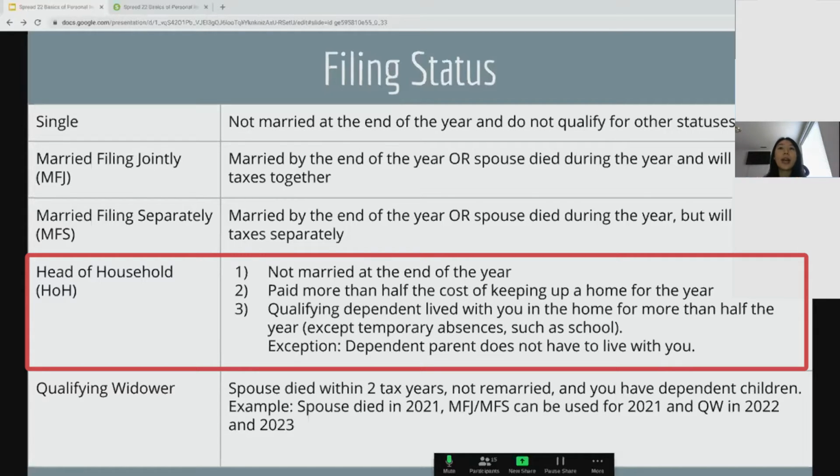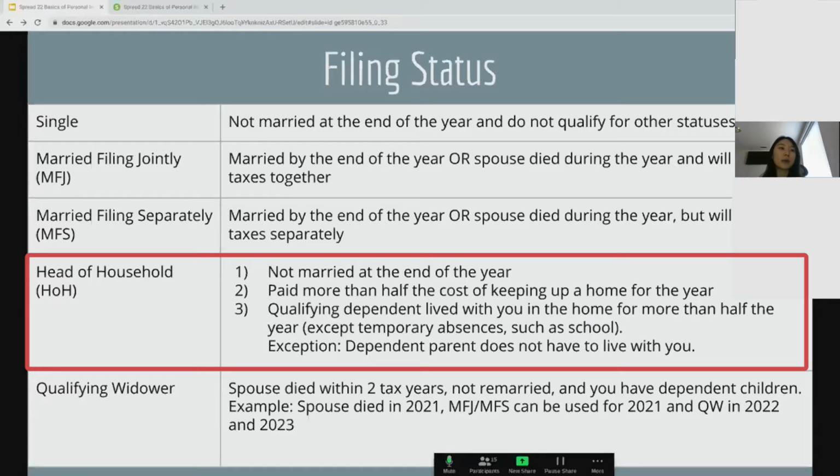You have to have paid more than half the cost of keeping up a home for the year. You have a qualified dependent living with you in the home for more than half the year. Exceptions include if your dependent is a parent, they don't have to live with you. Another thing is if your dependents are off to school, like college or some sort of institution where you can't be home because you're in dormitories or whatever, that's okay as well. So you would still qualify for head of household if that were the case.